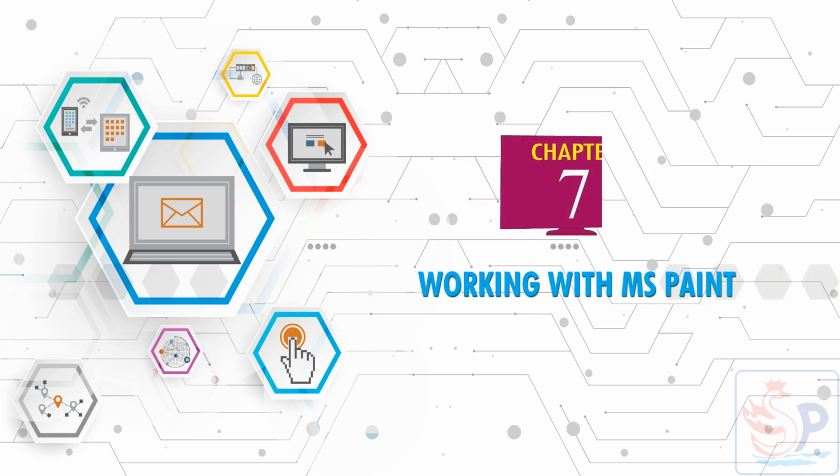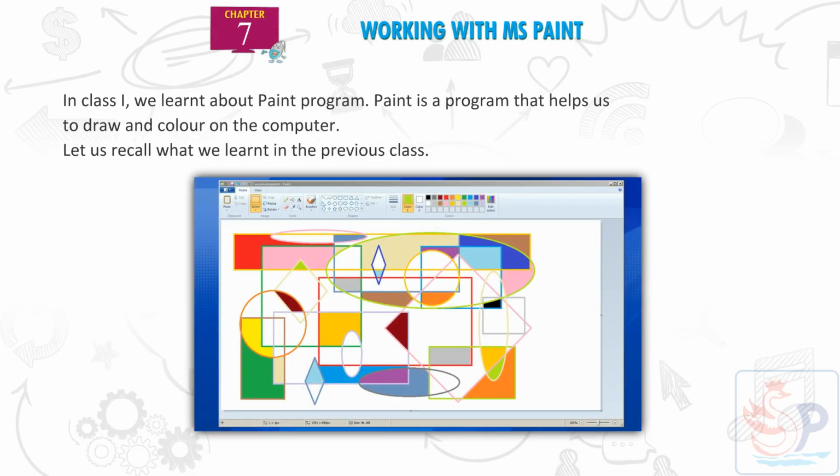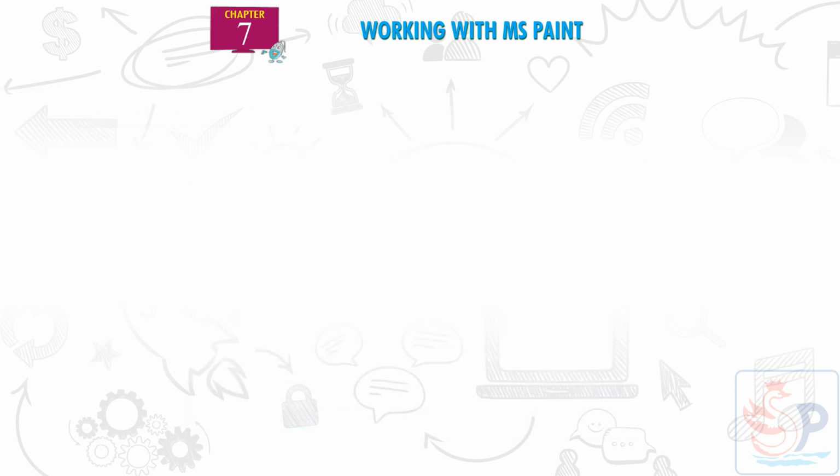Chapter 7 Working with MS Paint. In Class 1, we learnt about the Paint program. Paint is a program that helps us to draw and color on the computer. Let us recall what we learnt in the previous class.